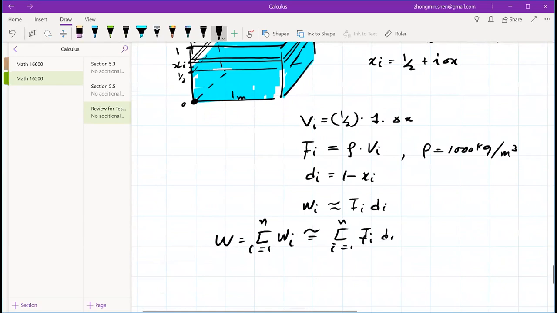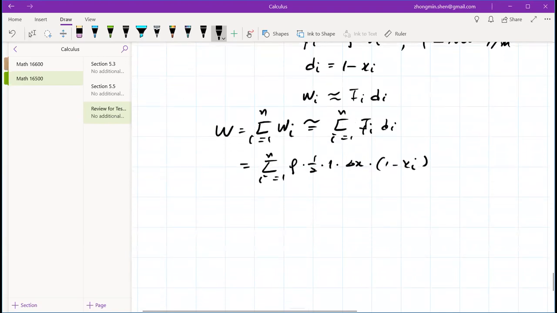F times di, okay? So let's write down the F. The rho, the volume is 1/2 times 1 times delta x, and the d is 1 minus xi, okay? Now, if rho is a constant, right? So 1,000. Now, if you take the limit, okay, W is going to be the limit as n approaches infinity.